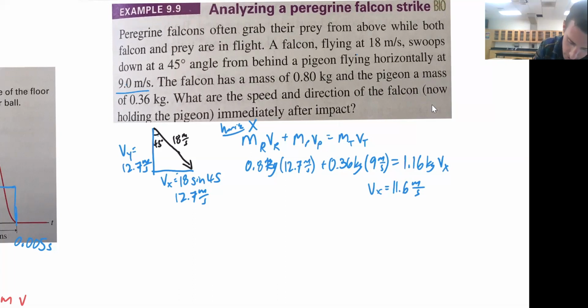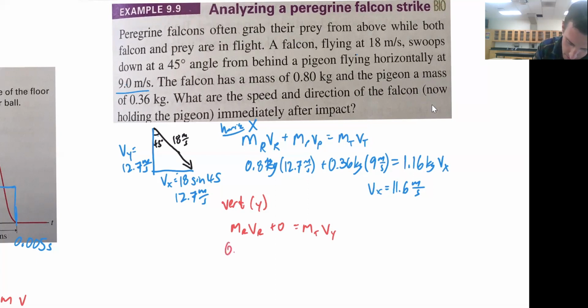So for vertical, which is the y component, it's just the raptor. So I'm going to ignore the pigeon altogether. It'll be the mass of the raptor times the velocity of the raptor at the beginning, plus 0, which is the pigeon, equals the total mass times the final y velocity. Okay?